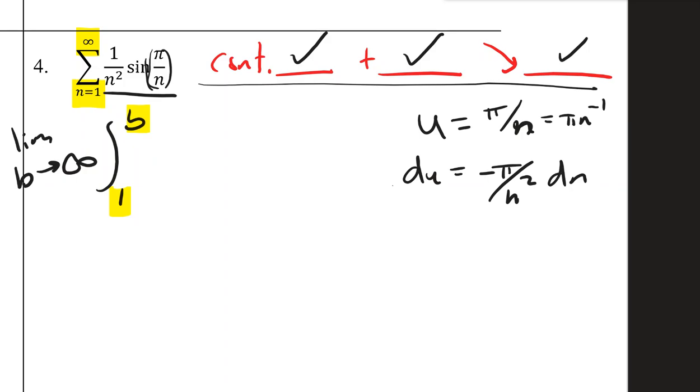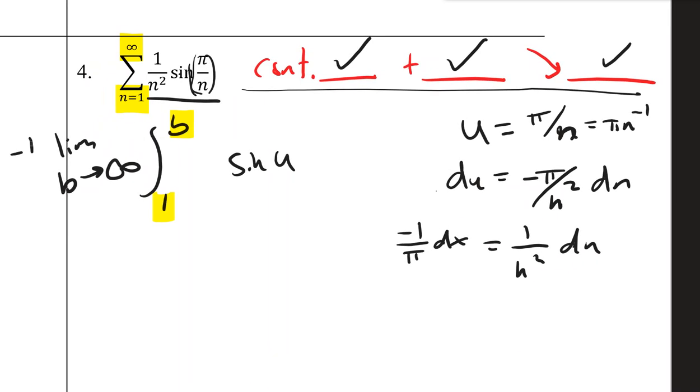So now this is like sine of u, and I need 1 over n squared and a dn technically. So I can see I want to divide this side by negative pi, so I need to divide this by negative pi. So negative 1 over pi is the undoing of the chain rule stuff, and then I can just do the integral of sine u du. You okay with how I made that switch?